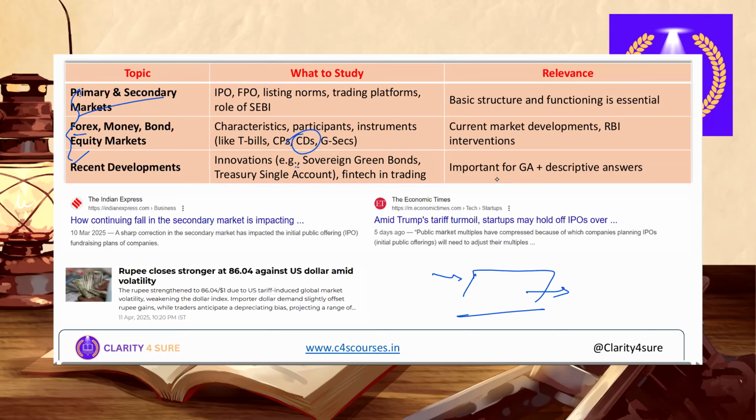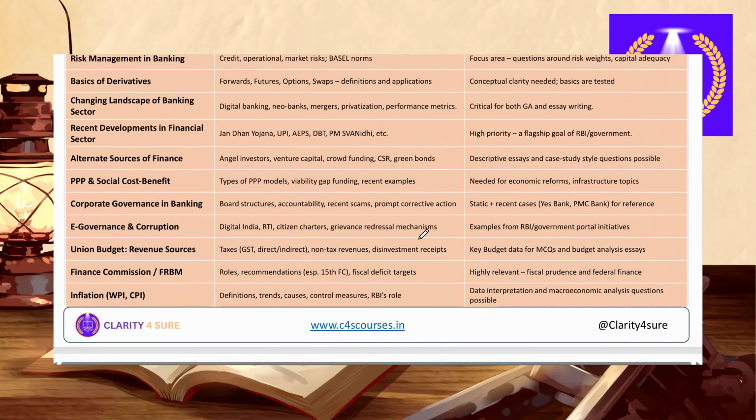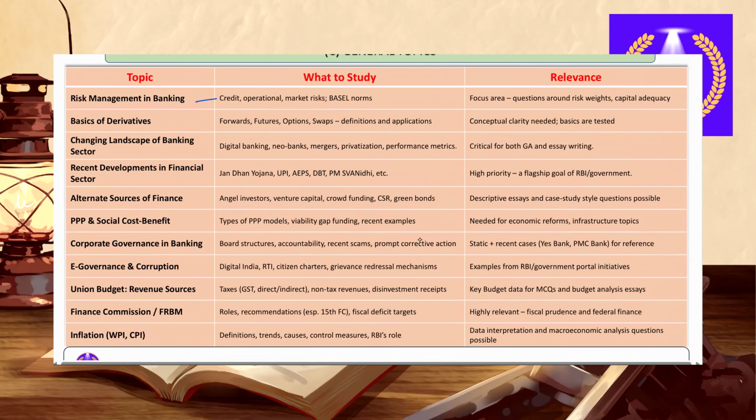They have given only this part, forex, money, bond, equity markets, but you need to look into it at a microscopic level: the treasury bills, commercial papers, certificates of deposit, government securities, sovereign green bonds, greenium. Okay, these are there in the news, right? Chalo, similarly the general topic is there, and here also I have given the microscopic views.